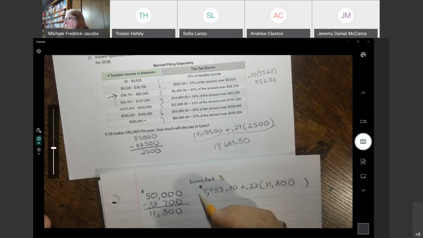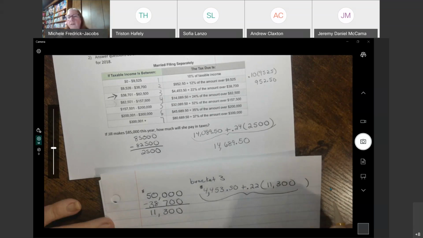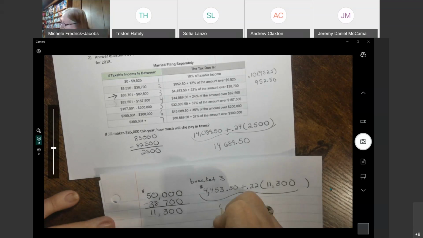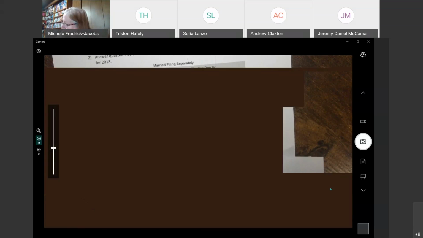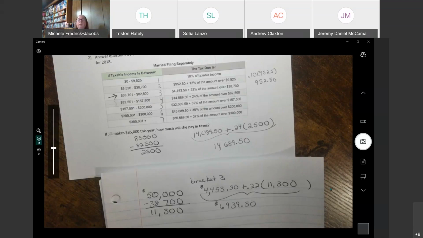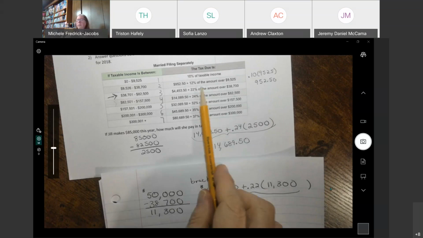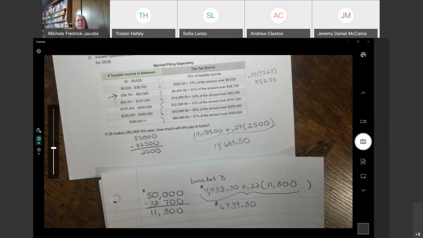When we just calculate this, you should get, are you getting $6,939.50? Yeah. Now, of course, this isn't including, there's lots of write-offs on things now. This one is just a basic, how much will you have to pay? But if you have kids, then certain things, so much is written off.